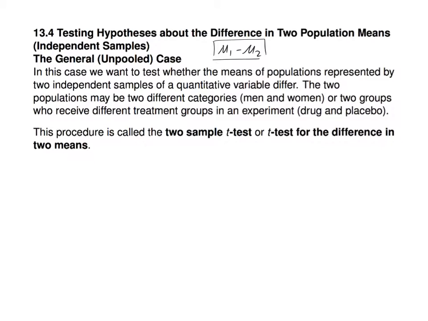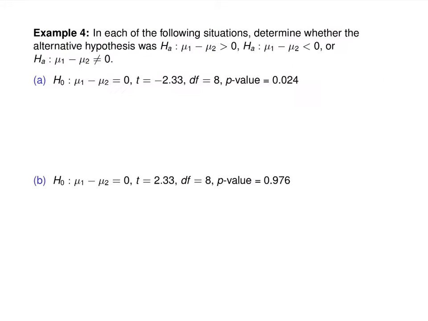So this procedure is called a two-sample t-test or a t-test for the difference in two means. And why would you think it's called a two-sample t-test? There's means for two groups, does that make sense? As opposed to paired differences, which means it's really just one group with two measurements per person. Does that make sense? Okay. So in each of the following situations, determine whether the alternative hypothesis was HA mu1 is bigger than mu2, less than mu2, or not equal to mu2.